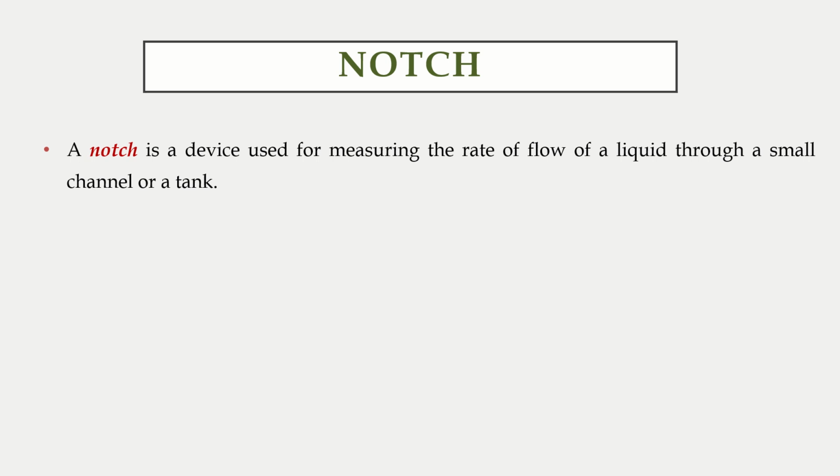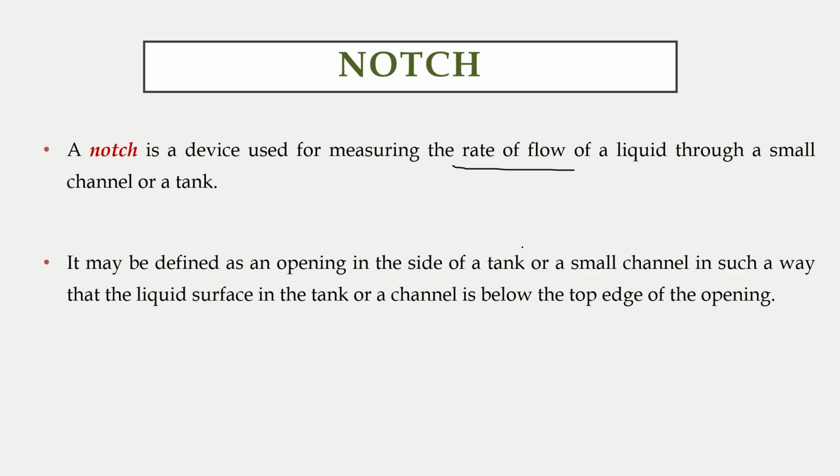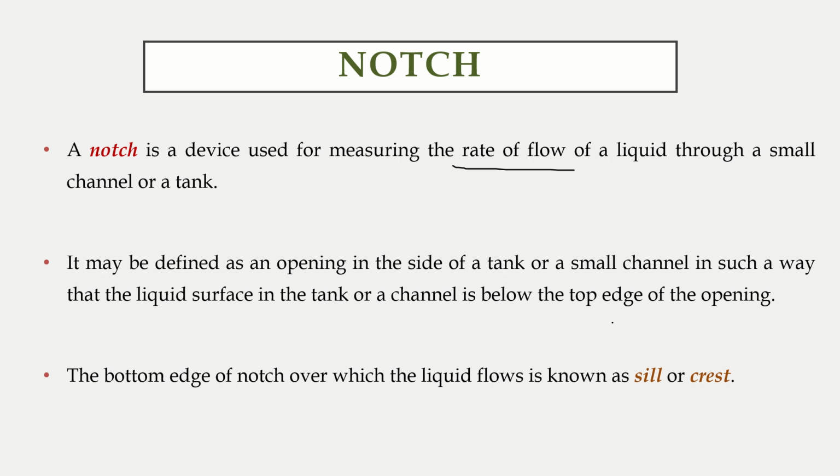Coming to notch, a notch is a device which is used for measuring the rate of flow, that is the discharge, of a liquid which is flowing through a small channel or a tank. It can also be defined as an opening present in the side of a tank or a channel in such a way that the liquid surface in the tank or the channel is below the top edge of the notch. The bottom edge of the notch through which the liquid flows is generally called the crest or the sill.